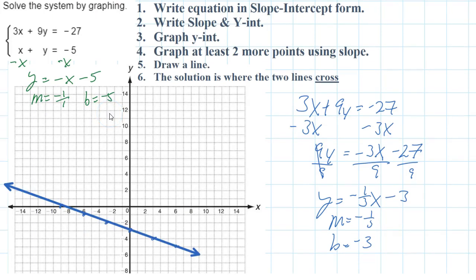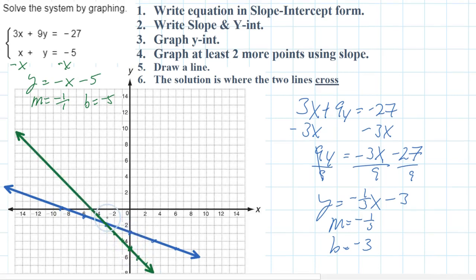Now for the green problem, my y-intercept is negative 5, and my slope is negative 1 over 1. It means down 1, right 1, down 1, right 1. We can also go in the opposite direction, up and over, up and over. And then draw a line. Where the two lines cross is your answer. So we can look right here, they cross at that point. Now you need to label your point. Negative 3, comma, negative 2. So the answer would be negative 3, comma, negative 2.